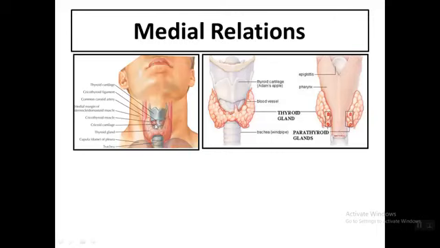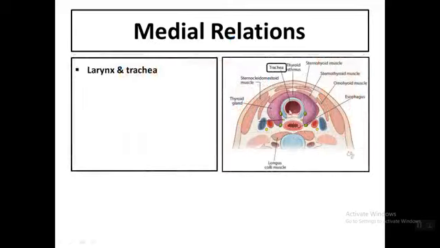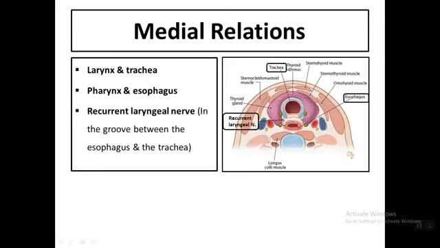But another muscle here, we can see this muscle, it is called the cricothyroid muscle. The cricothyroid muscle also lies medially. In this transverse section I can see these medial relations to the gland. Here I can see the larynx and trachea, behind is the pharynx and esophagus, and we have this nerve, the recurrent laryngeal nerve, in the groove between the esophagus and trachea.